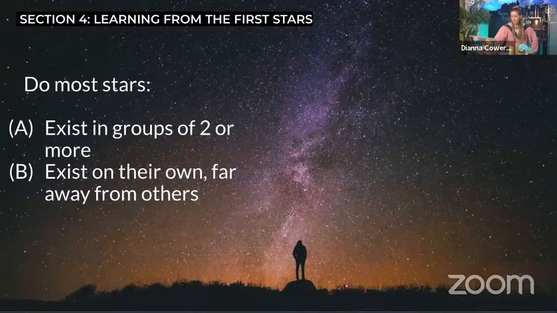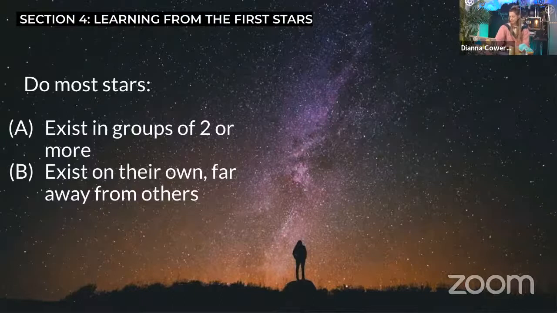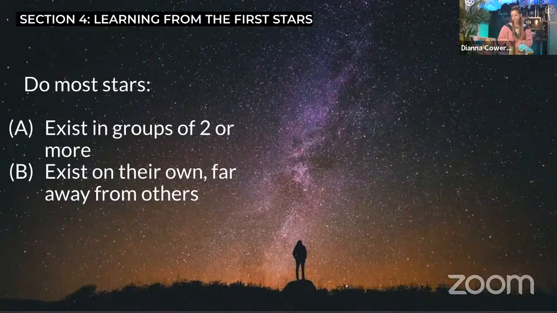Do most stars exist in A, groups of 2 or more, or B, do they exist on their own far away from other stars? Do you guys think that most stars are in little groups of 2 or more stars, or do you think they're usually on their own, like our star, the sun, that's far away from any other stars? Really far, light years away. Okay, I'm seeing a good mix here. Some of you think that stars are usually in groups. Some of you think that they're on their own.